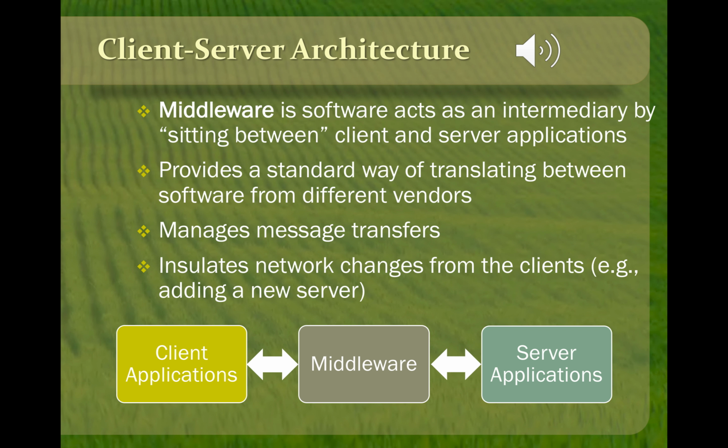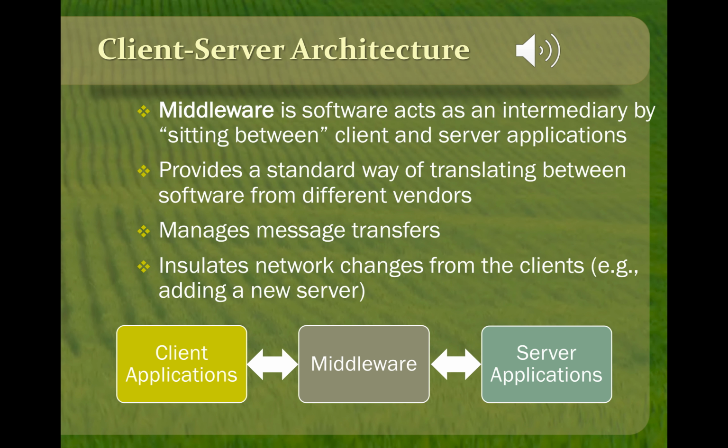when there are different types of application on each machine and they don't like each other. So if the client applications aren't designed to talk to the server applications, a bridge or a middleware tool will be put in between to allow the communication. It provides a standard way of translating between software from differing vendors.